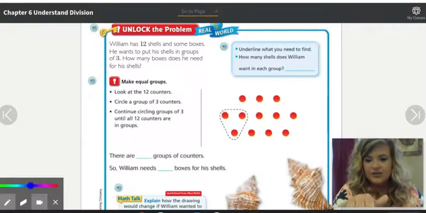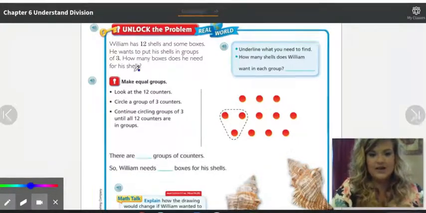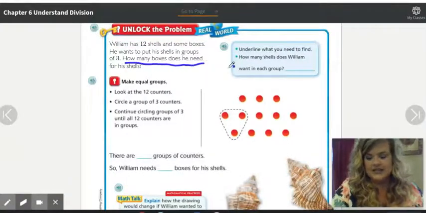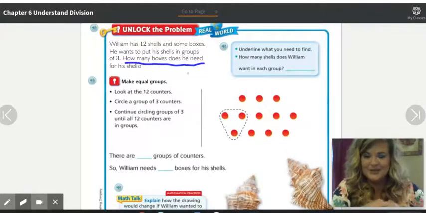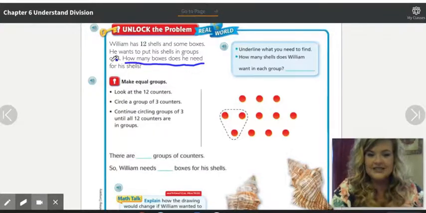Now, over there in the blue box is where we normally would start off, and it says to underline what we need to find. So what we're looking for right now is we're trying to find how many boxes he needs, okay? And listen, I'm drawing this on my keypad, so it may get a little messy, okay? Just bear with me. Okay, how many shells does William want in each group? He says that he only wants 3, so we can only put 3 in each group, okay?